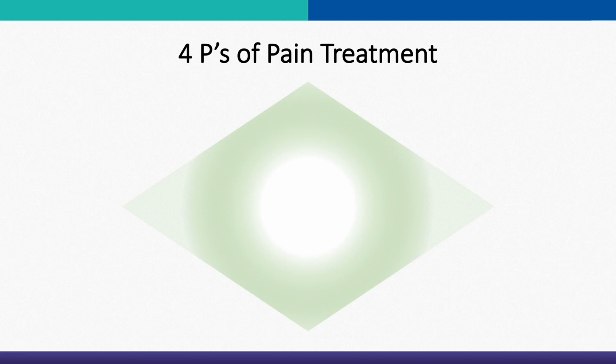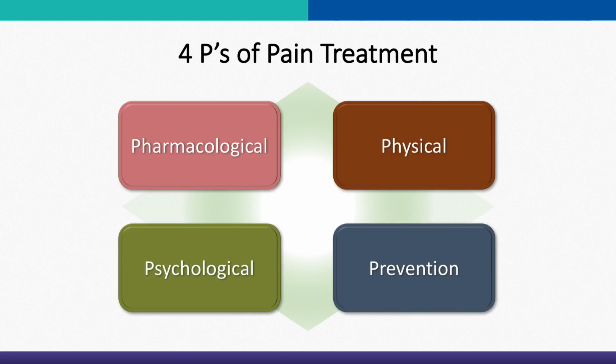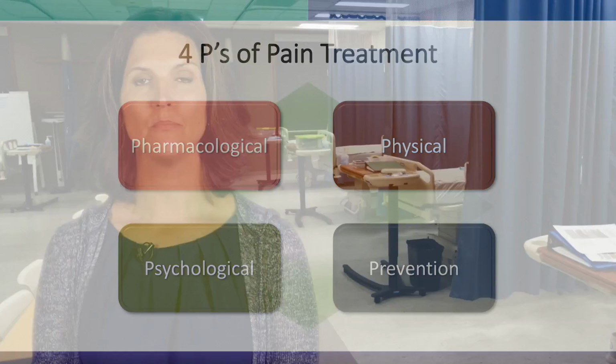In Session 7, you learned about the 4 P's of pain management that include pharmacological, physical, psychological, and prevention strategies. Most people who have pain benefit from a mixture of treatment strategies from all 4 of these categories. Each category offers a range of strategies that may be effective for different people or at different times.